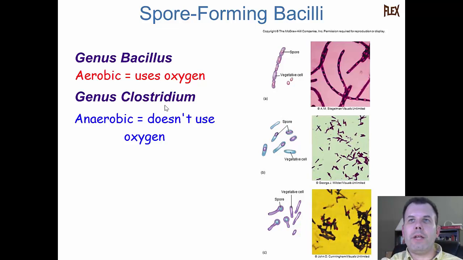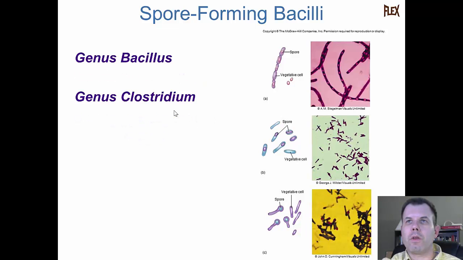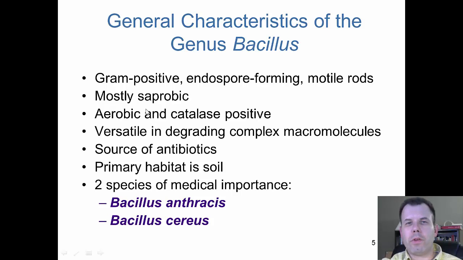So that's a major distinction between the Bacillus and the Clostridium. Aerobic, anaerobic. Okay, so remember that. Both are spore formers, but one is aerobic, the other one is anaerobic. Okay, so let's look at Bacillus first, and then we'll get into Clostridium. So again, Bacillus is a gram-positive endospore-forming motile rod, so it has flagella, can move.